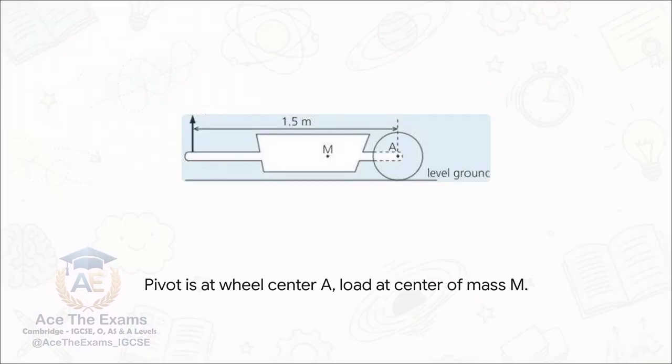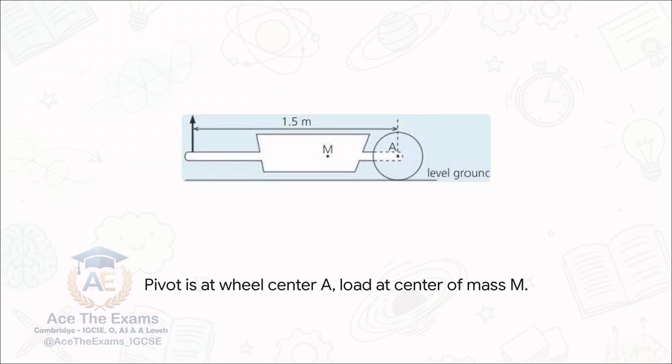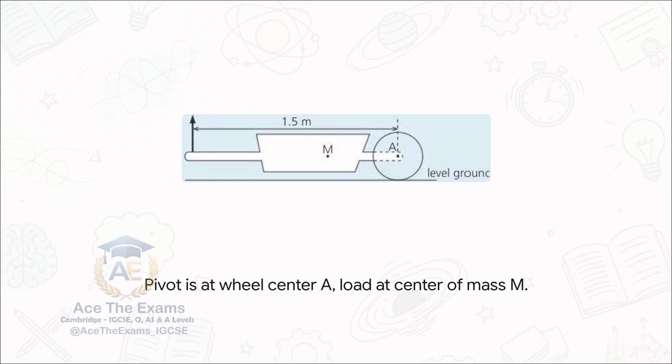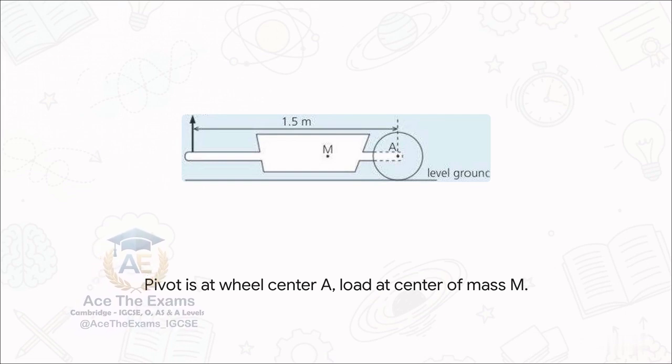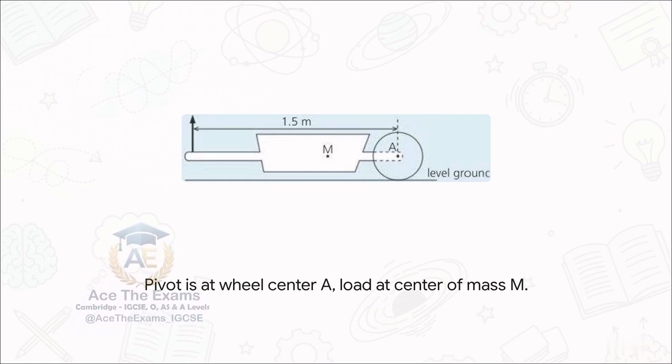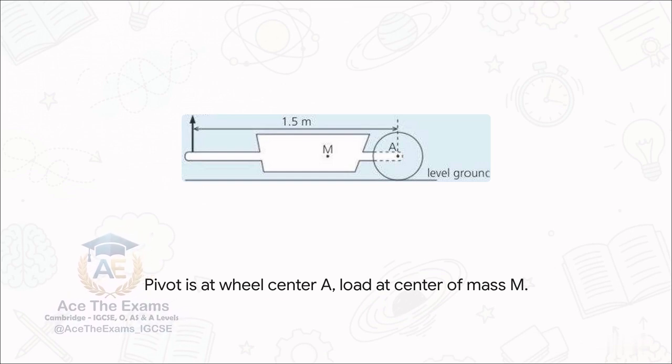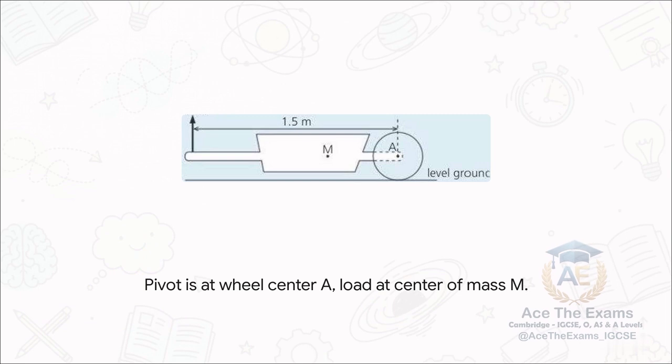Let's analyze another classic exam scenario, the wheelbarrow. Here, the pivot point isn't a hinge, it's the center of the wheel, point A. The load, plus the weight of the barrow, acts straight down through the center of mass, point M. To lift the handles, you apply an upward force. An exam question might say, you lift with an upward force of 20 newtons at a distance of 1.5 meters from wheel center A.